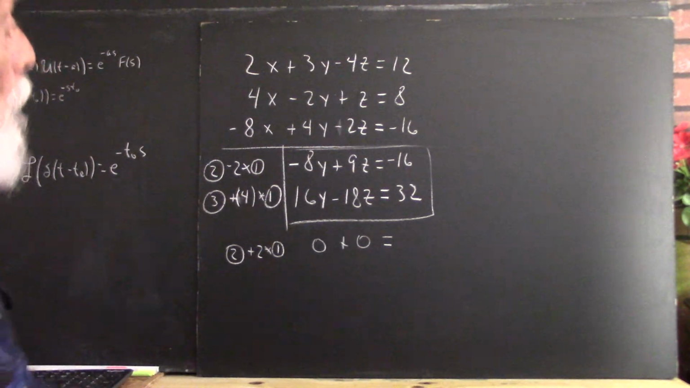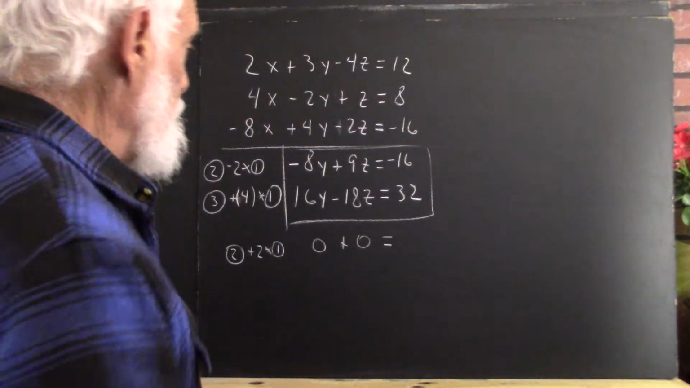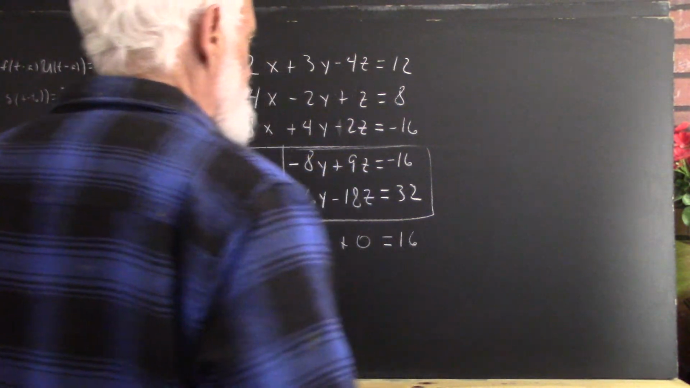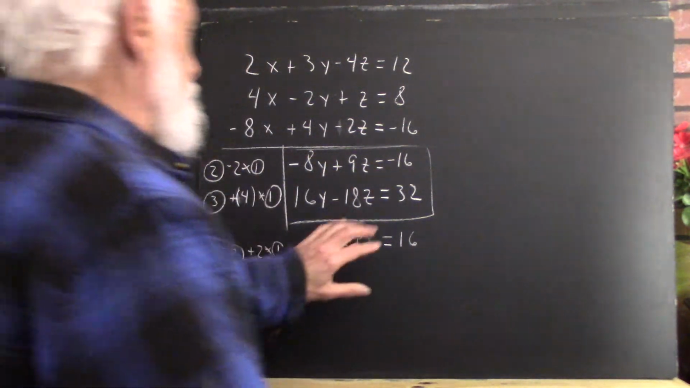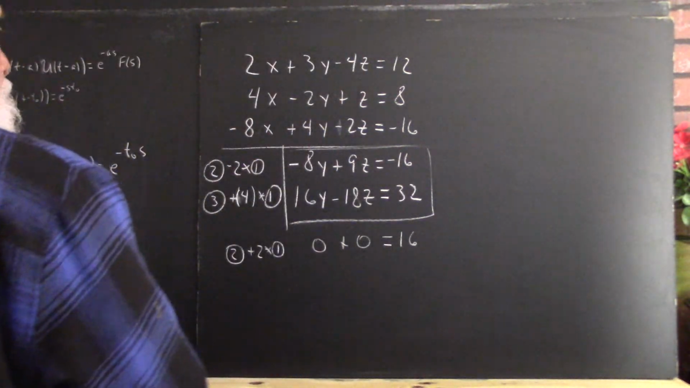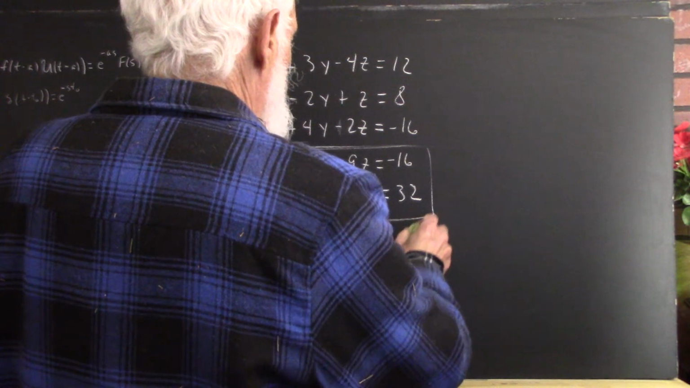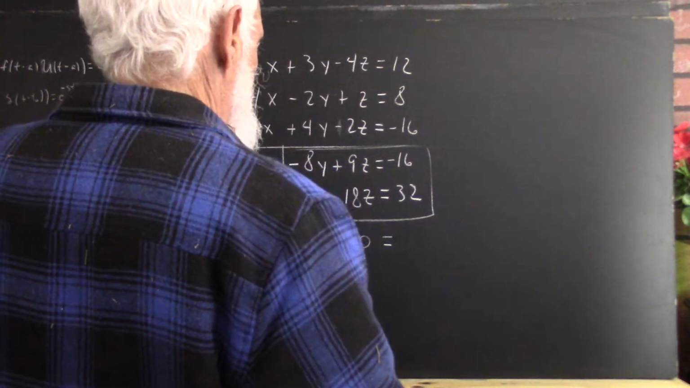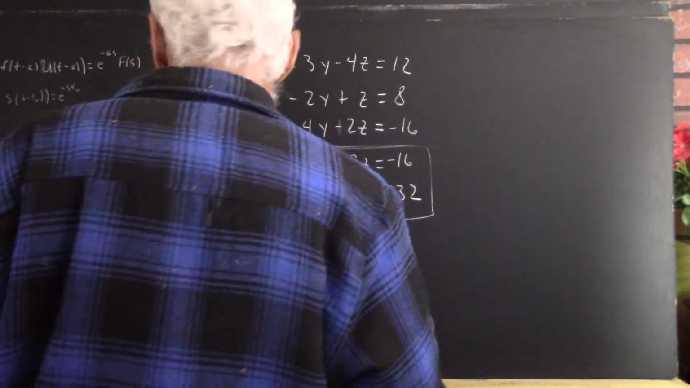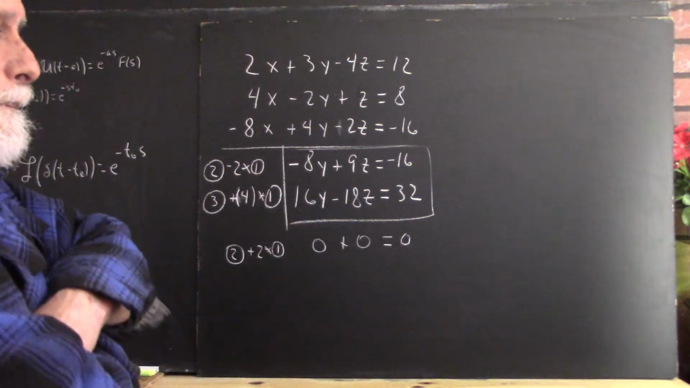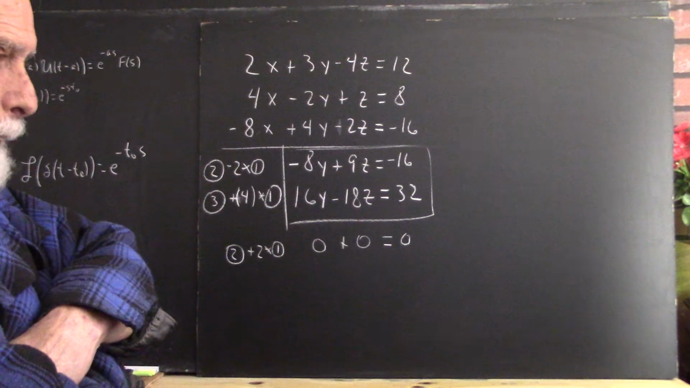Okay? Over here, sorry, I don't get 16. I add twice the first to the second. I get negative 32 and 32. And that gives me 0. Okay?